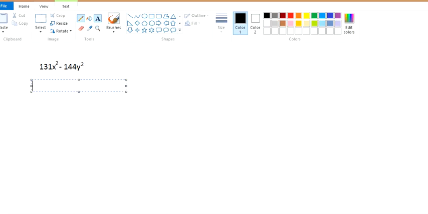So what we have here is 121x squared minus 144y squared. Once you memorize the form, this should come extremely quickly. That would give us 11x minus 12y multiplied by 11x plus 12y.